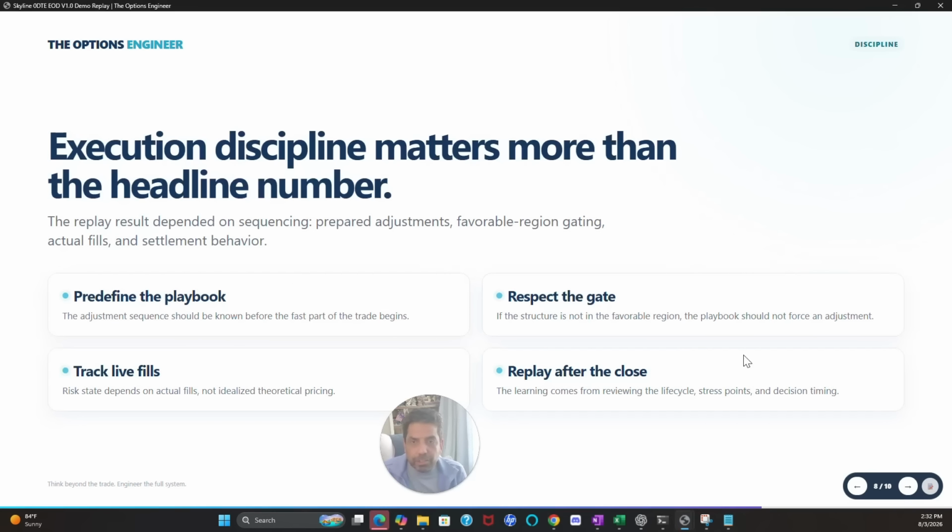The key lesson is execution discipline. The adjustments were prepared in advance, permitted only by the favorable region gate, and validated through actual fills. The combined position reached zero model capital at risk, no loss, risk-free before settlement, and the final move expanded the payoff. This is a process replay, not a headline return video.